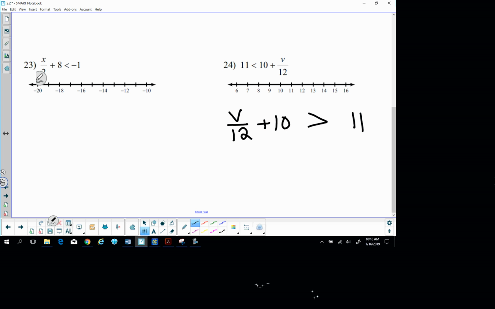Then I just solve. Do I multiply first, or do I get rid of the 10 first? This one, right? I get rid of that constant. We don't multiply first unless it's all attached. So how do I get the 10 on the other side? What's the opposite? Subtraction. And so you end up getting B over 12. I keep the sign. And what's 11 minus 10? 1.